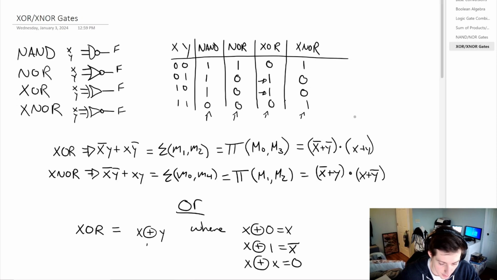But we can introduce a new operator, which is the exclusive OR operator. That's a plus with a circle around it. And that's how we can represent the exclusive OR gate. We have X, and then the exclusive OR plus sign, and then Y, which are the inputs. Now the exclusive OR operator follows the rules where when you have X and 0, you simply get the X input. When you have X and a 1, you get the opposite of the X input. And when you have X exclusively ORed with itself, you get a 0. Now we can represent the exclusive NOR gate simply by the exclusive OR equation, and then put that bar over the top to symbolize the inverse.